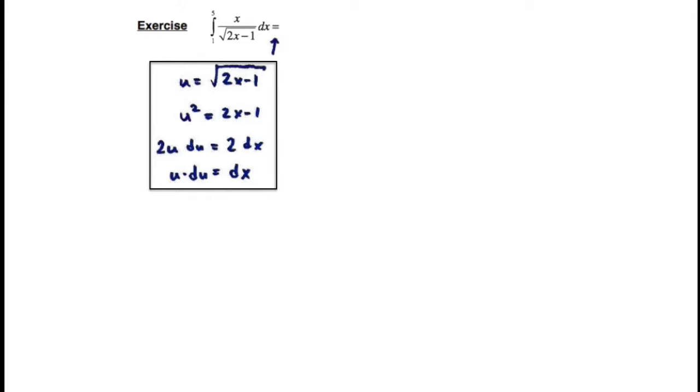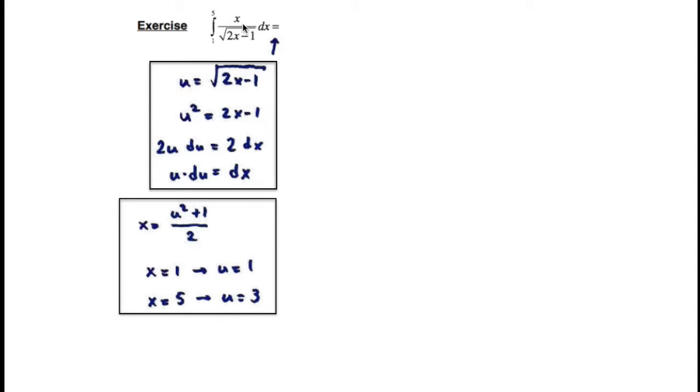But this is not enough for this expression because we still have an x at the numerator that we couldn't change. So we have to figure out from here that x is equal to u squared plus 1 over 2. Now for the limits of integration, x equals 1, x equals 5, it becomes u equals 1, u equals 3. I find that by substituting x equals 1 in this expression here.